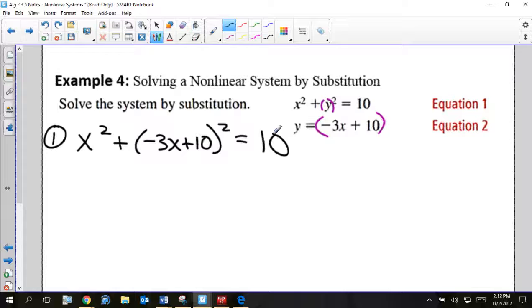Substituted. Now we're going to have to solve. We are now going to solve for the variable that is left over, and we see it's all x's. So we're going to solve for x. Do not kill a puppy, though.